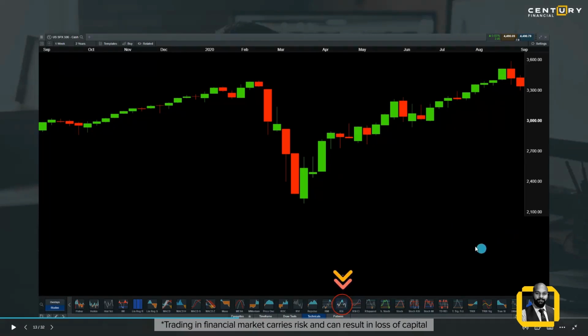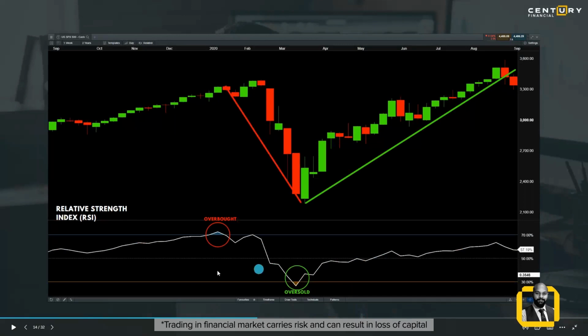Now, once you click on RSI, you get a new window that opens at the bottom of your chart, which shows you the RSI. Like I mentioned to you, RSI is an oscillator, meaning it oscillates between 2 points, that is 0 to 100%. And the 0 to 100% also has been classified into two categories. Once it is above 70%, that is where it is known as overbought region. And once it's below 30%, it is known to be in the oversold region.